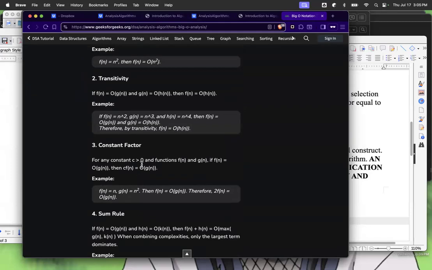Okay, so take a look. If f of n equals n squared, g of n equals n cubed, and h of n equals n to the fourth, then f of n, n squared, is in O of g of n, O of n cubed, and g of n is in O of h of n. So by transitivity, f of n is in O of h of n.